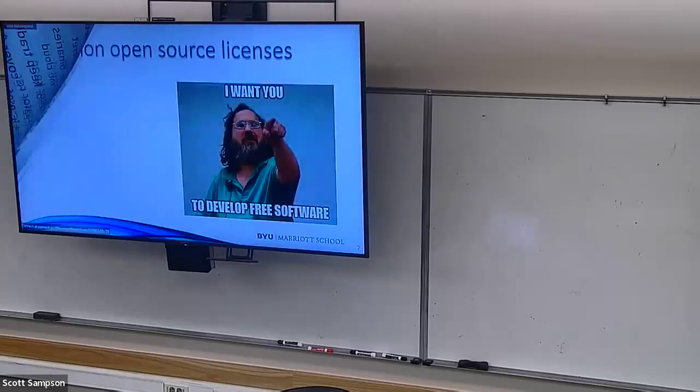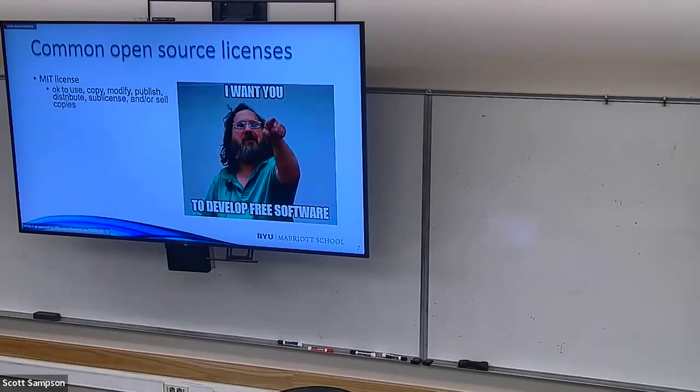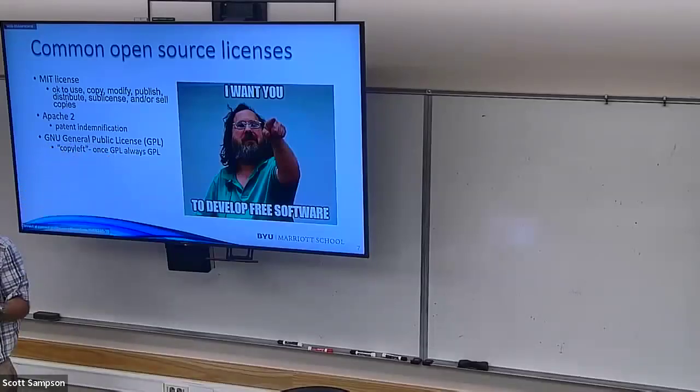Various licenses. This is Richard Stallman, kind of the father of free software. There's the MIT, there's the Apache. MIT is pretty strict in terms of being open. There's GNU, which is copyleft. So once it's GPL, it's always GPL. The problem with the general public license was, if you have a big piece of code and you add one piece of open source to it, it kind of is like a virus that makes the whole thing open source. People didn't like that.